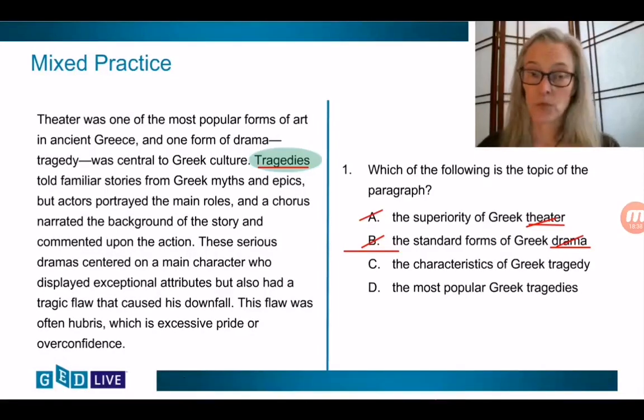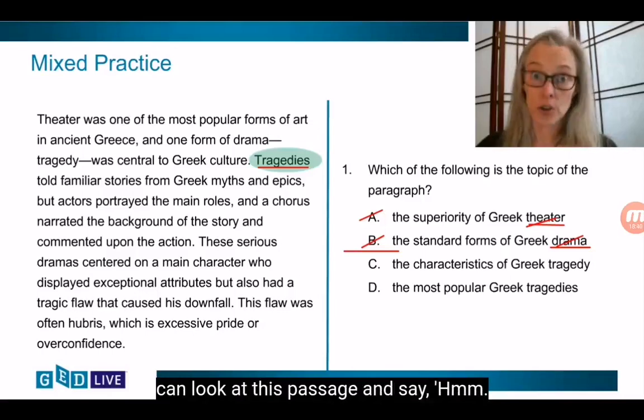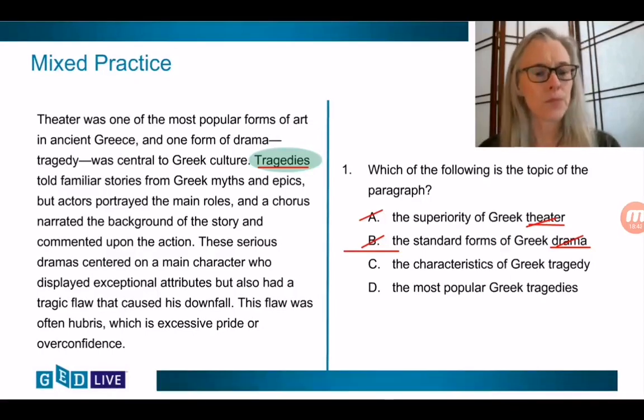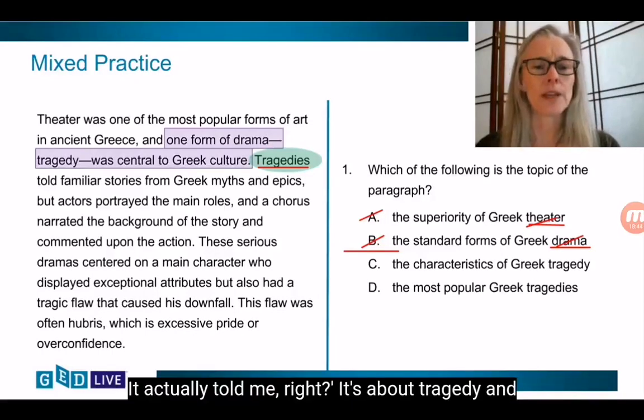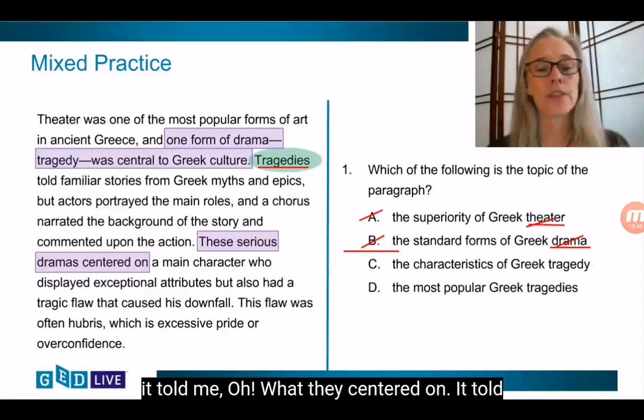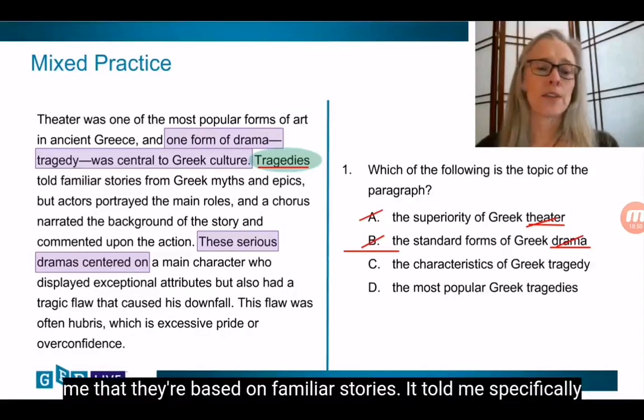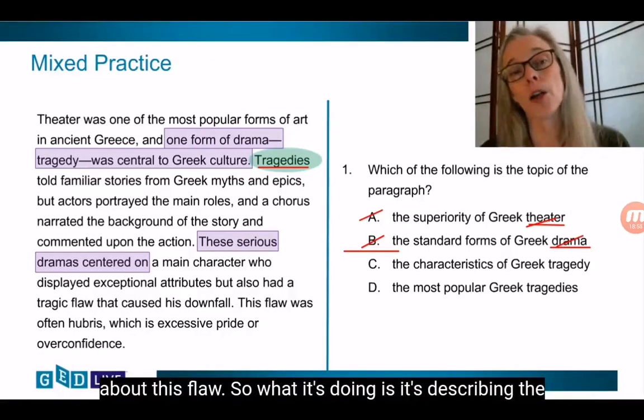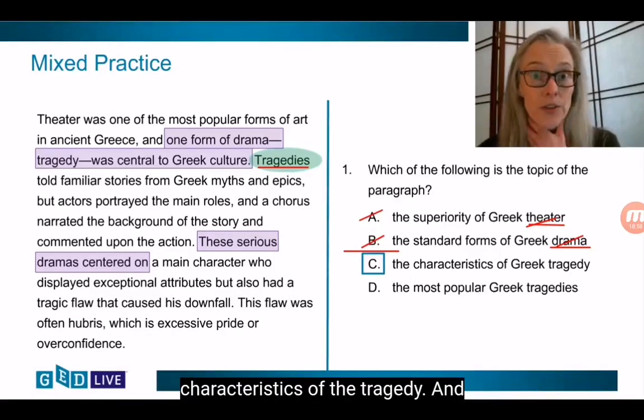So you can decide two ways on this. You can look at this passage and say, it actually told me, right? It's about tragedy, and it told me what they centered on. It told me that they're based on familiar stories. It told me specifically about this flaw. So what it's doing is describing the characteristics of the tragedy.